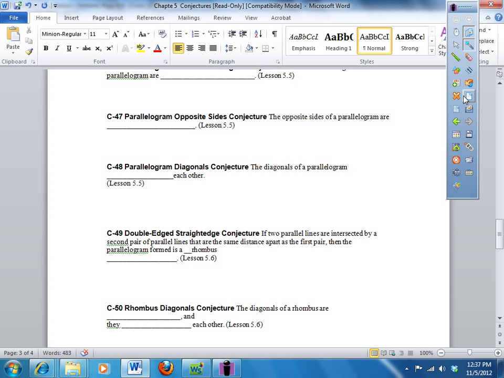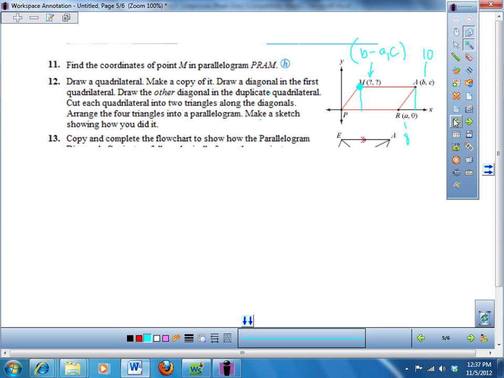Now going down to my rhombus diagonals conjecture, the diagonals of a rhombus are blank and they blank each other. But diagonals of a rhombus are friends and they love each other. No, that's not what goes there. I'm just kidding.